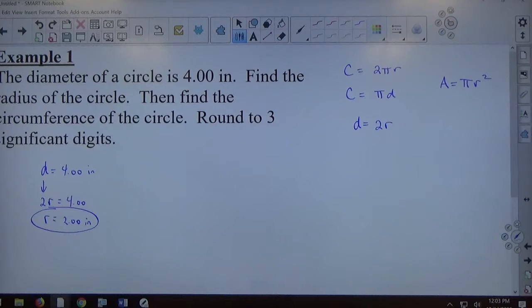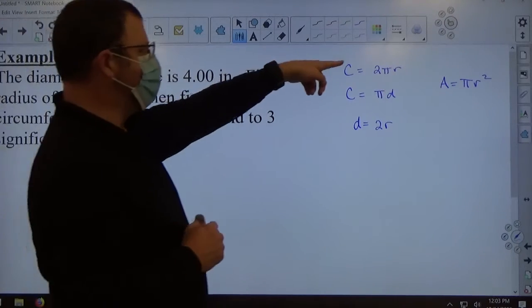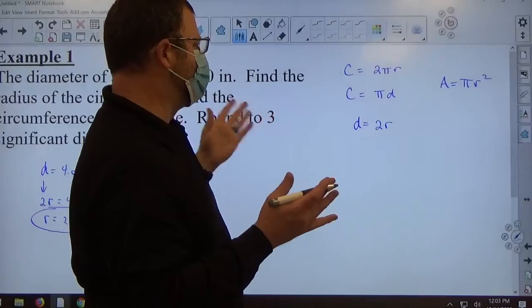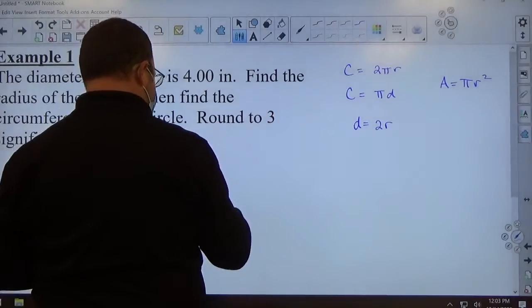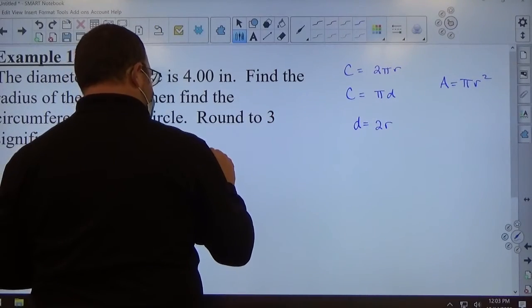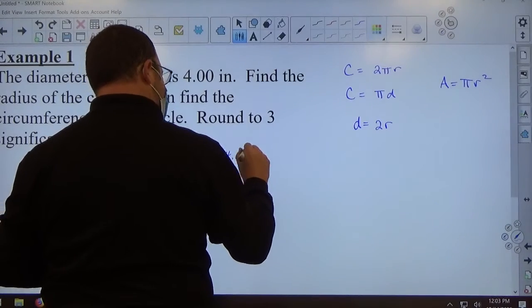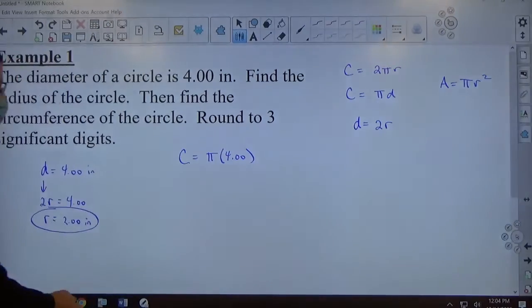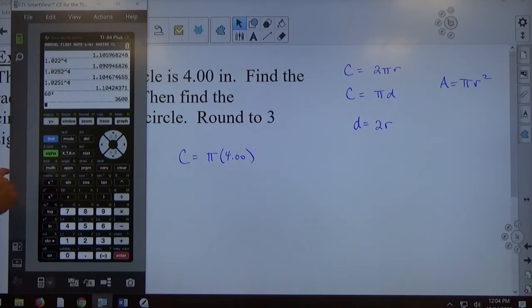So now we're going to find the circumference of the circle. Again, we found the radius, so maybe they want us to use that formula. I could have used the pi d formula to start off with, it doesn't matter. I'm just going to use pi d. So circumference equals pi times diameter. I want to use the pi button on my calculator when I'm evaluating circle problems, not 3.14.